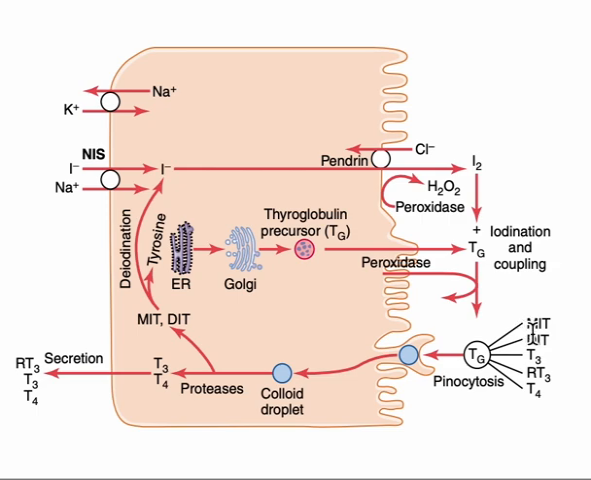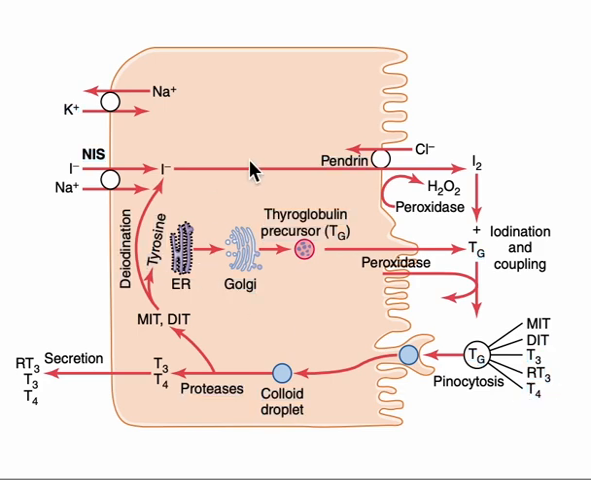The next step is the combination of monoiodotyrosine with diiodotyrosine, or monoiodotyrosine with monoiodotyrosine, or diiodotyrosine with diiodotyrosine. When one monoiodotyrosine combines with one diiodotyrosine, it results in the formation of T3, which is known as triiodothyronine. And when two diiodotyrosine molecules combine with each other, this results in the formation of thyroxine, which is also known as T4. So we have T3 and we have T4.